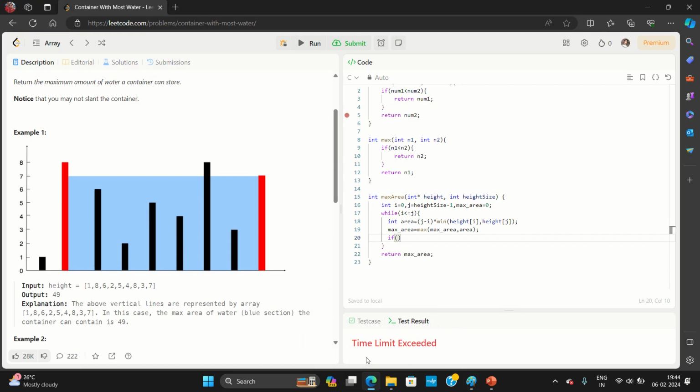We were comparing so that the pointer having the minimum height will try to move forward, right? So we can consider if height of i is less than or equal to height of j, then i should be i plus 1, that is i plus plus in C. Otherwise, whatever it happens, it should be j minus minus.